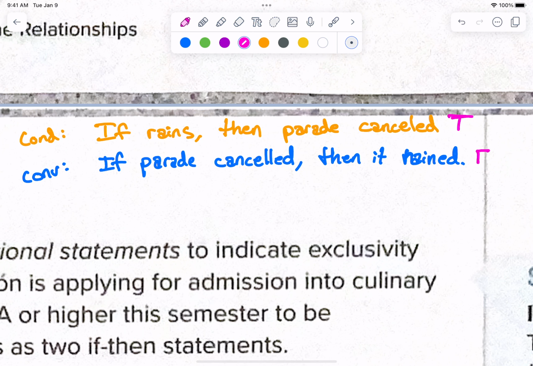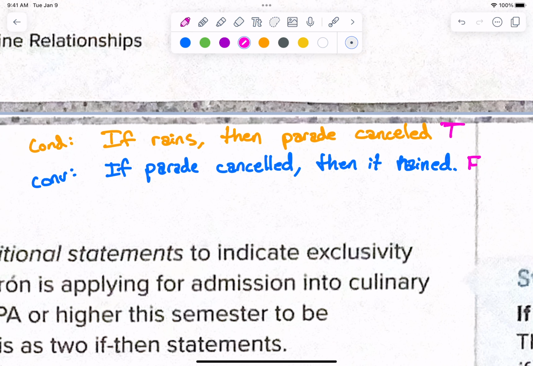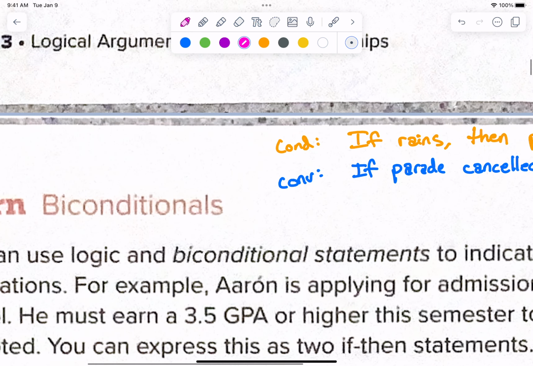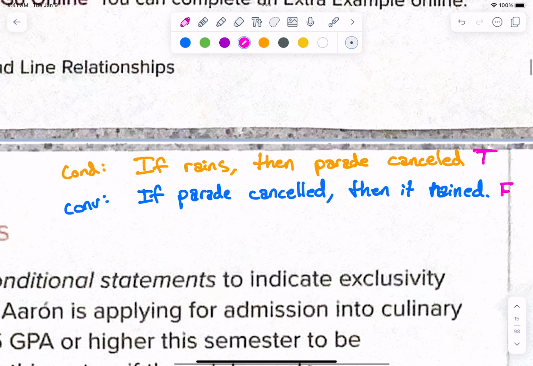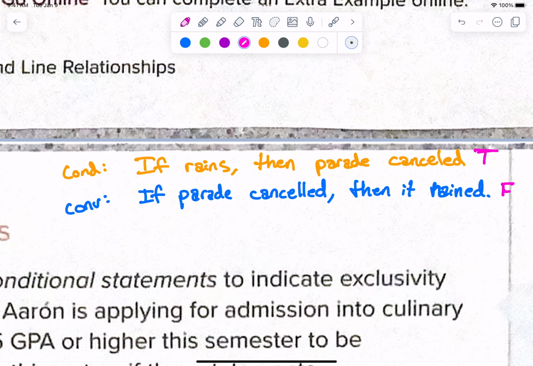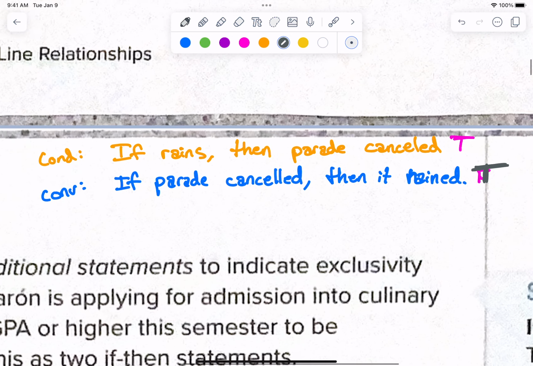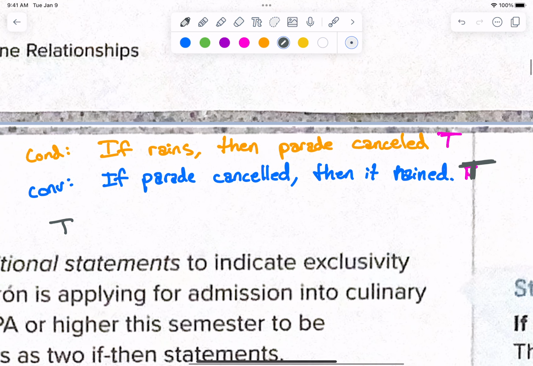That is false. So what we're doing when we're doing a biconditional statement is we have to look at both the front way and then the converse of it. And we want to determine whether that whole thing is true or false, right? So let's say that the second one was true. If we assume the second one was true and there's no other reason for why the parade would be canceled, then we could write this as if the parade canceled.